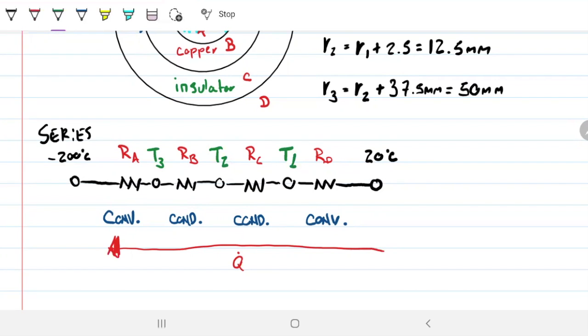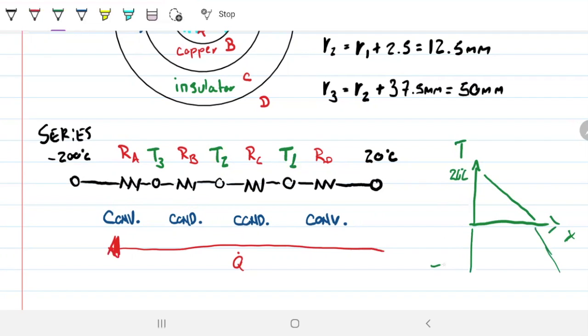We know that, right? We know there's a temperature distribution that goes like so. On one end here, we're going to have 20, and on the other end, this is pretty negative.